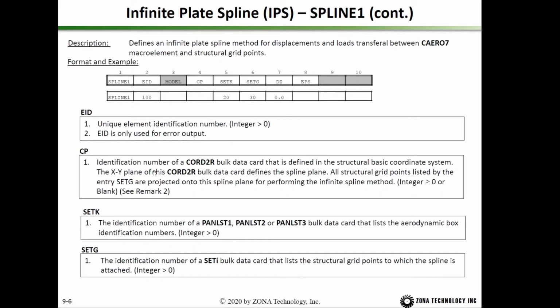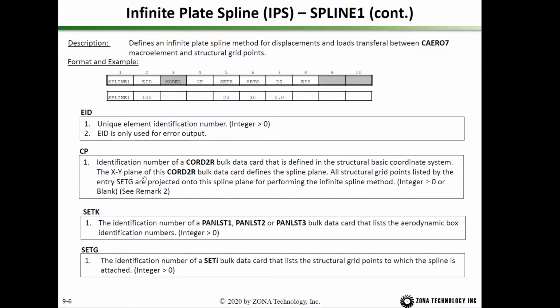So the card for the IPS is called SPLINE1, and you give an ID, and this ID is used for error message output, and you give a CP because the IPS method needs a spline plane. So you define a coordinate card, whose XY plane is the spline plane.